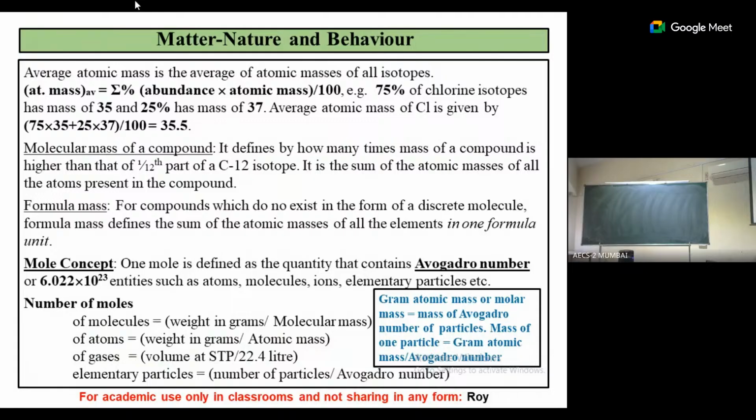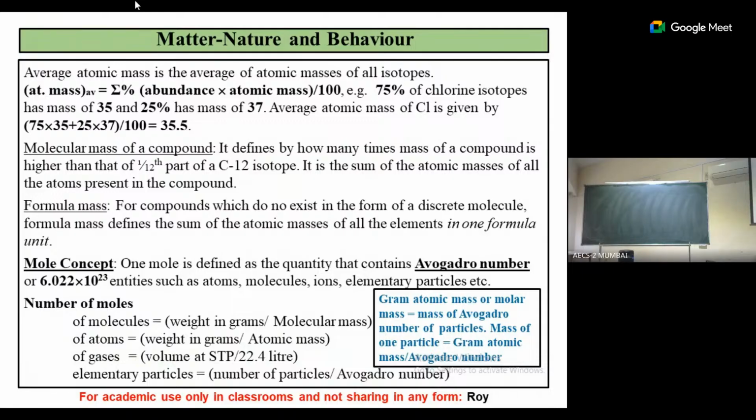Fine. So molecular mass of a compound, it defines how many times the mass of the compound is higher than that of 1/12 part of the carbon 12 isotope. It is basically the sum of atomic mass of all the constituent atoms present in the compound. And formula mass we have also told, somebody raised a question that we discussed that some of the compounds actually cannot be expressed in terms of discrete molecules. They are given formula weight instead of molecular weight.